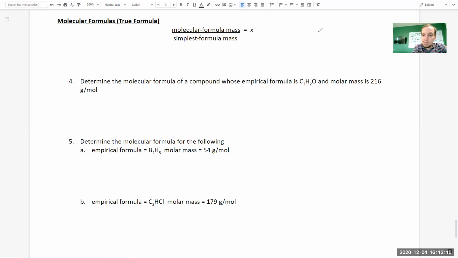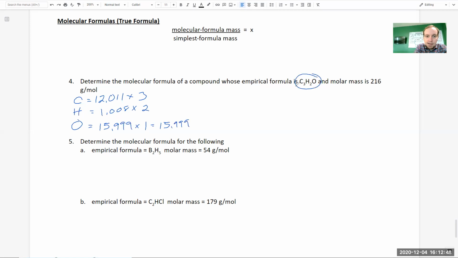We're not going to use the 216 yet. What we need to do is find the molar mass of C3H2O. So C, of course, the mass is 12.011. The mass of hydrogen is 1.008. The mass of oxygen is 15.999. Then we're going to multiply by how many there are, because again, this is molar mass. There's 3, there are 2, and there is 1.